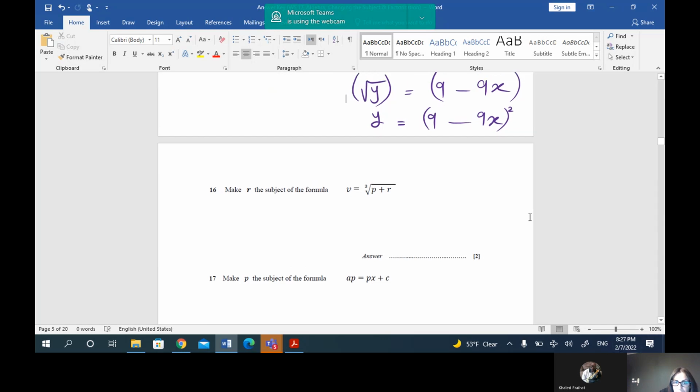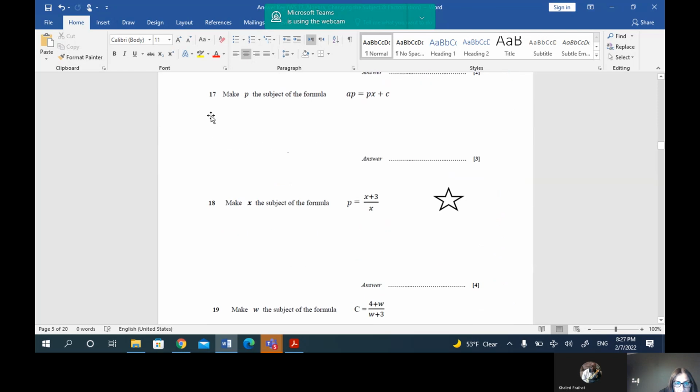So 17, we are going to make P the subject. As we can see that P exists in both sides of the equation, on the left as well as on the right. So we are going to bring them to one side. So if we're bringing this to this side here, AP is originally there. So when we send it to the other side, it will be minus PX is equal to C.